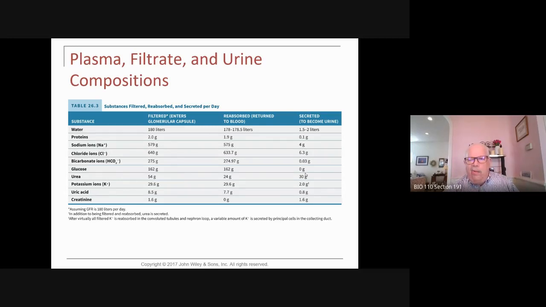Okay? And normally, where water goes, salt goes. So, salt is sodium chloride. So, the majority of ions that are in your urine is sodium and chloride. All right?